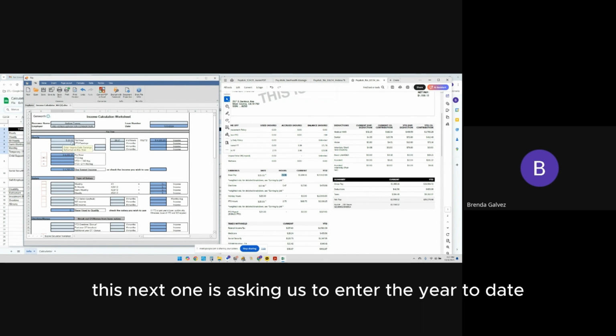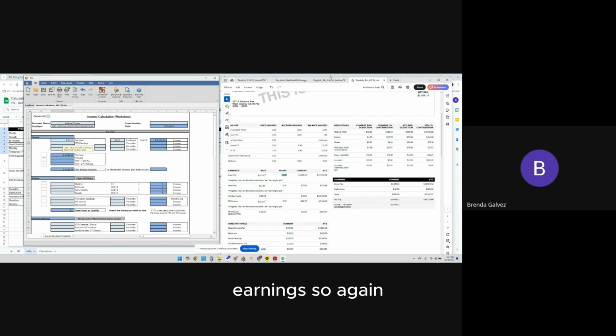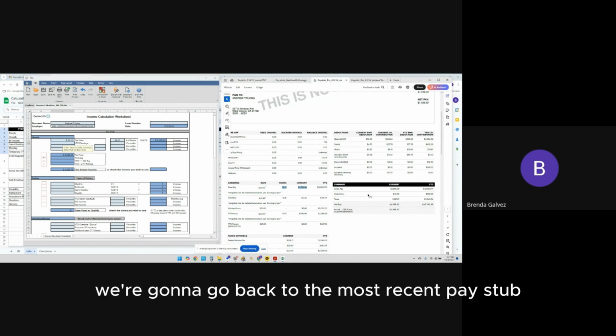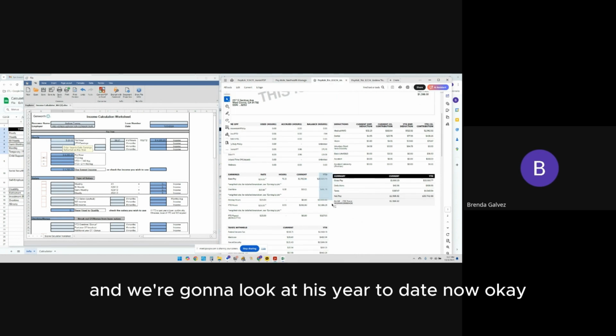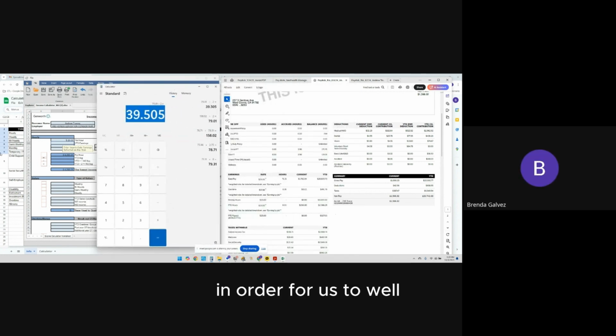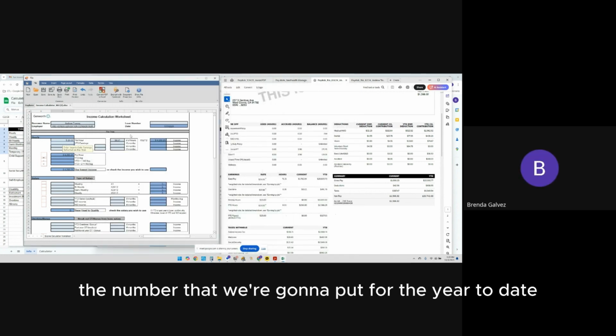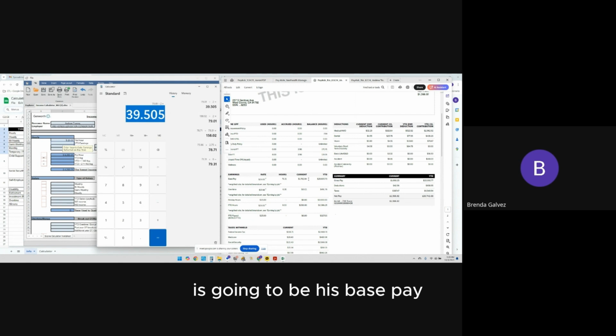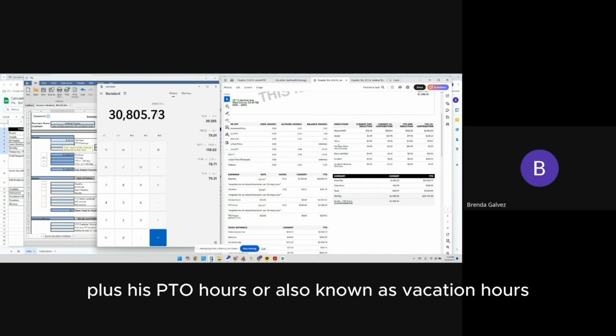So this next one is asking us to enter the year-to-date earnings. Again, we're going to go back to the most recent pay stub and look at his year-to-date. The number that we're going to put for the year-to-date is going to be his base pay or regular hours, so 28805.73, plus holiday hours plus his PTO hours, also known as vacation hours.